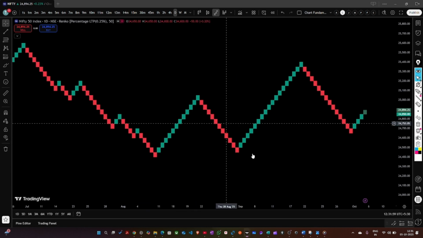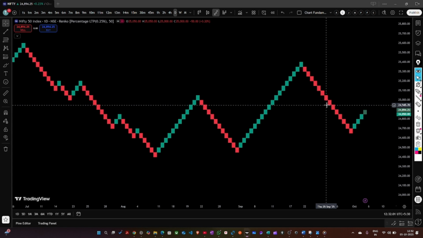The purpose of this Renko chart is that it shows clearer trends, it gives fewer false signals, and it eases the decision making for the traders. Okay, so that is the reason why Renko charts are predominantly used. The most important part about Renko is choosing the right brick size.